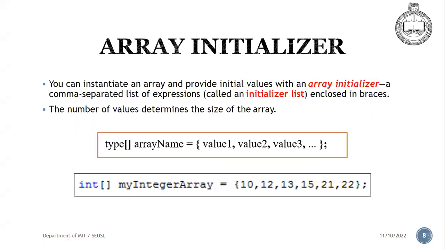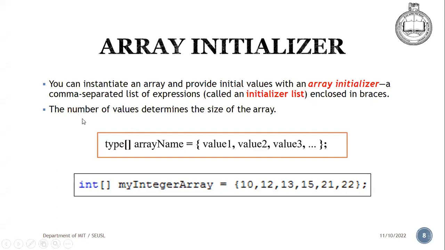Okay, so this is what we are calling an array initializer. I have given in the slide what it is. Here we can instantiate an array and provide the initial values with an array initializer. The values are given by using a comma separated list of expressions, enclosed within an opening and a closing brace.